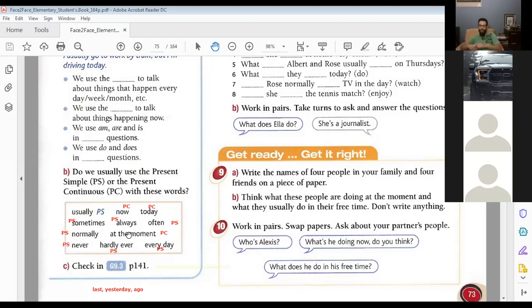Okay. So for example, you can say I'm studying English right now. I'm listening to the teacher at the moment, right? Or I'm practicing grammar today, right?